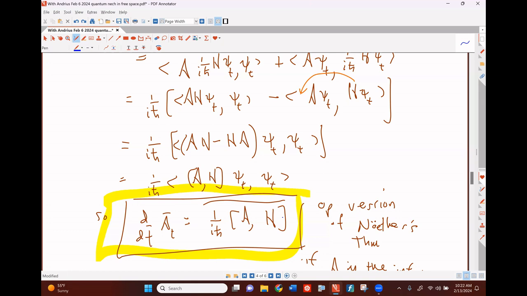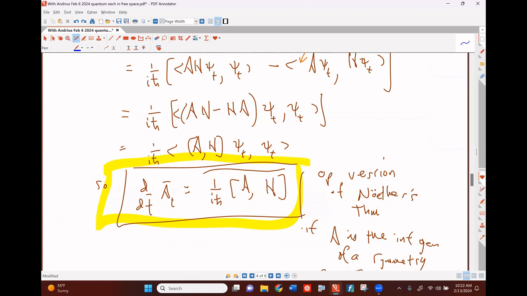Which is interesting because it says that if your observable commutes with the Hamiltonian, then the time derivative is zero. That means that the average value of that observable does not change in time. And I believe that's the sophisticated version of Noether's theorem. It means it's conserved, right? It's not changing with regard to time. So you can do Noether's theorem in terms of Hamiltonian systems, and you can do Noether's theorem in terms of Lagrangian systems.